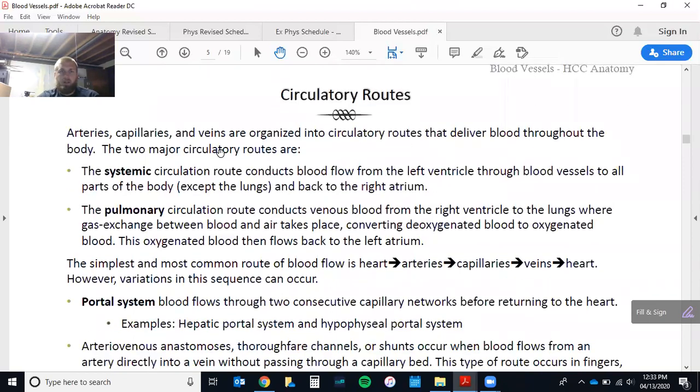All right, now before we dive in and look at the different types of arteries and veins, we'd better talk about one last slide here to get us ready for that point.